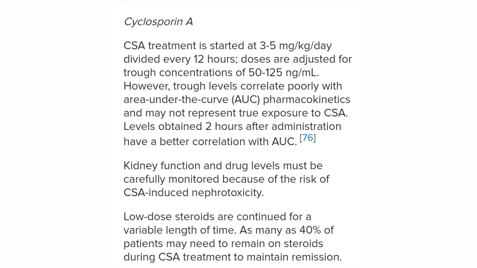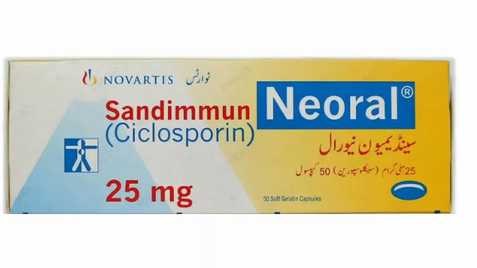It is given at a dose of 3 to 5 mg per kg per day, as a divided 12-hourly dose. Drug monitoring is done to avoid side effects, and kidney function is also carefully monitored while giving cyclosporine. Low dose steroids are continued for a variable length of time. As many as 40% of patients may need to remain on steroids during cyclosporine treatment to maintain remission. So along with cyclosporine, you will also continue the steroids. It comes in capsule form, Sandimmun or cyclosporine Neoral, 25 mg capsule.